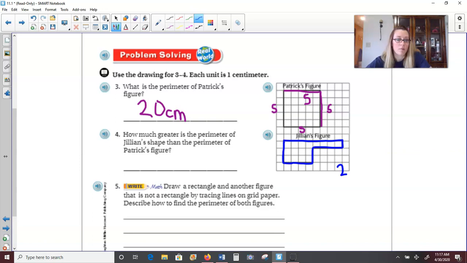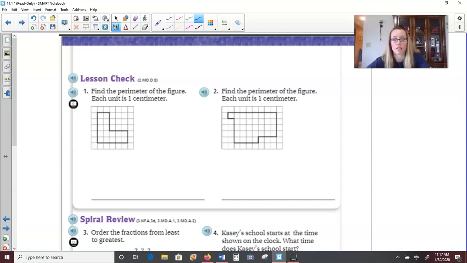So I got a perimeter of 22 for hers, and we know Patrick's perimeter is 20. And so how much greater is Jillian's? Well, the difference between 22 and 20 is just 2 centimeters is what we're talking about. Okay? We're going to skip number 5, the write it, and just go straight over to our next page.